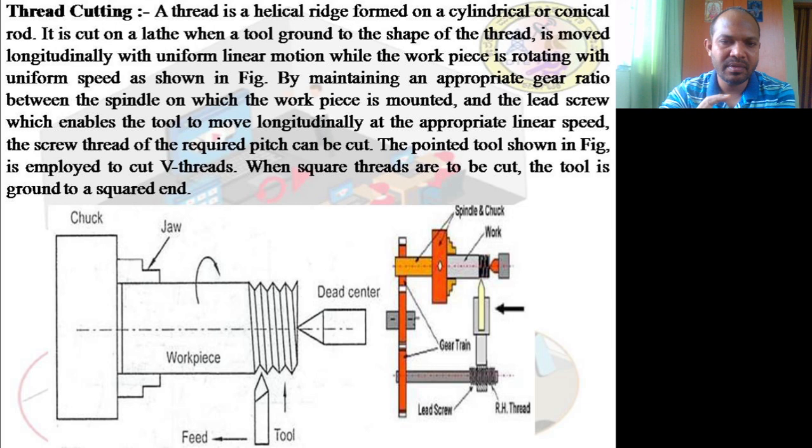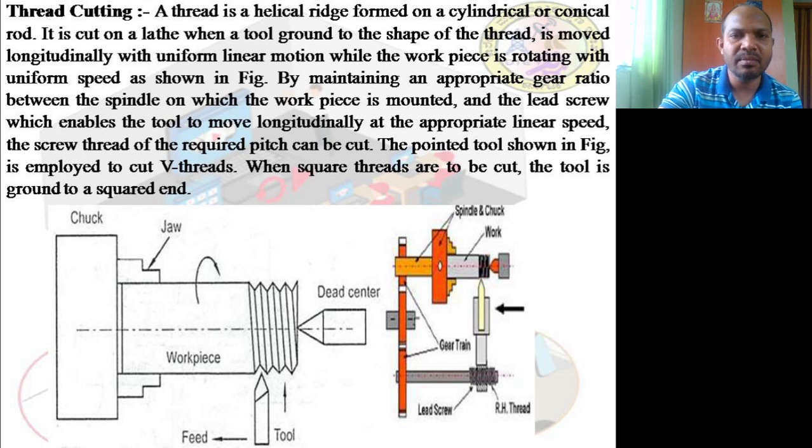So what happens in order to provide that with the equal pitch? Pitch is nothing but the distance between two threads. So that has to be maintained the same. What happens is the feed and the tool will be given simultaneously. The feed and depth will be given major attention by working at slower speeds.